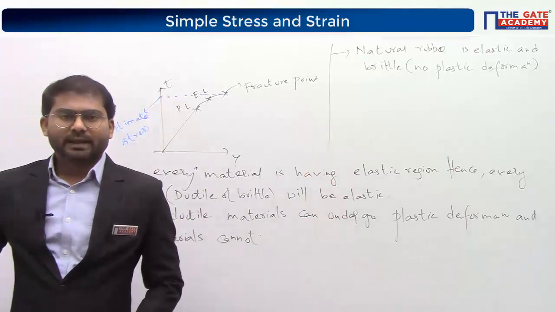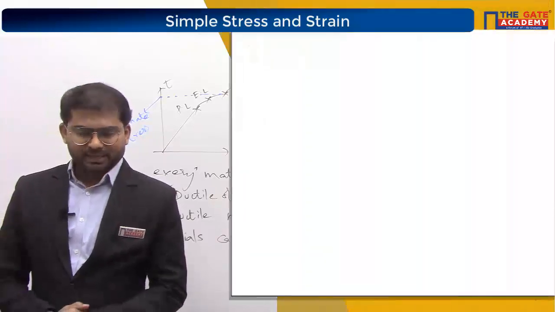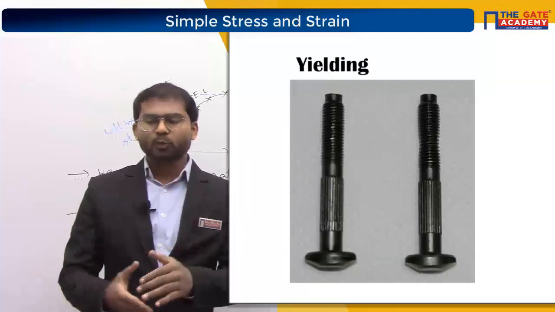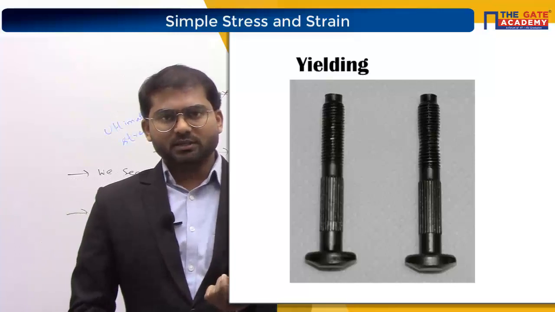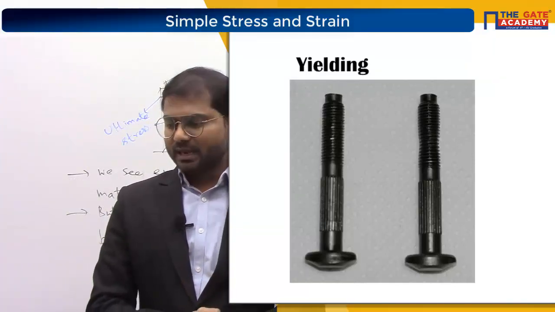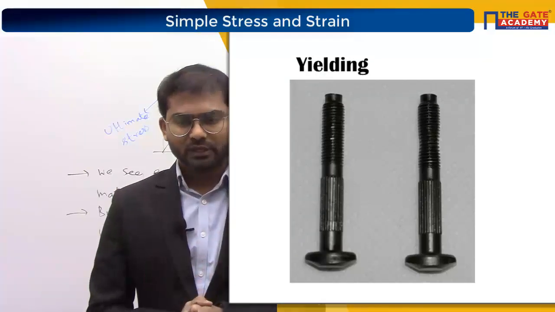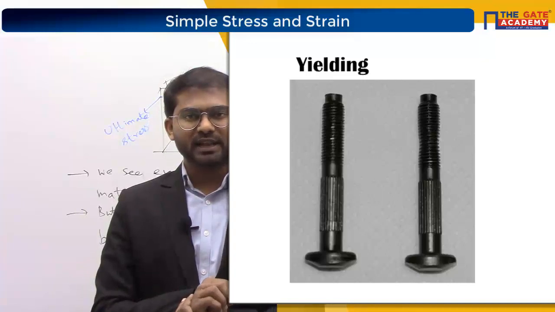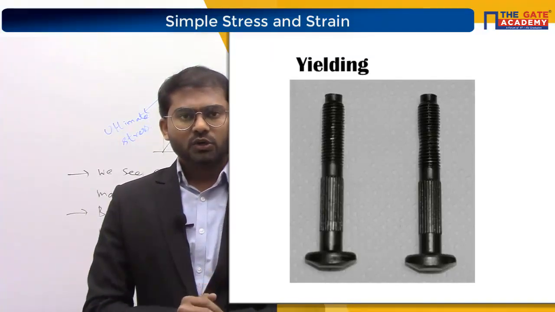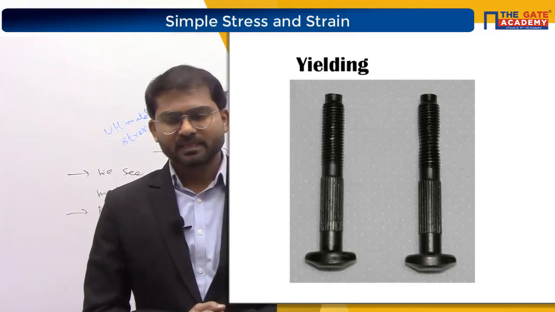Kindly observe the picture on the secondary screen. On the left, there is a picture of two bolts. One bolt is in an undeformed condition, and the second bolt has undergone some yielding or plastic deformation. You can see the diameter has decreased at some portion of the length. Do you think we can use such a deformed bolt? Think and tell.